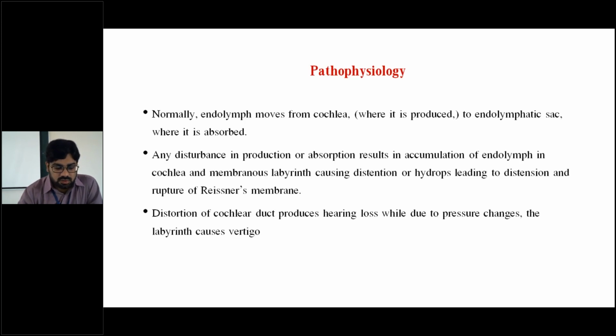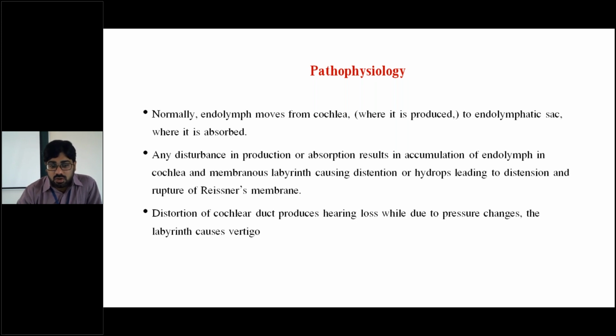So what is the pathophysiology? How to understand this disease? Generally, endolymph moves from the cochlea, where it is produced, to the endolymphatic sac, where it is absorbed. The only thing you need to remember is that the endolymphatic sac will absorb the endolymph, and it is produced in the cochlea, where the stria vascularis and the scala media produce the endolymph. So any disturbance in production or absorption results in accumulation of endolymph in the cochlea and membranous labyrinth, causing distension, or hydrops, leading to distension and rupture of Reissner's membrane. So due to the production problem or the absorption problem, this endolymph gets accumulated in the cochlea, and that will cause distension of the endolymphatic sac and also rupture of Reissner's membrane.